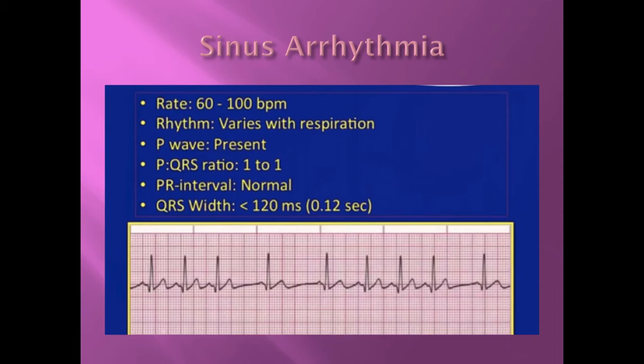So P waves still must be present. The 1-to-1 P to QRS ratio. Normal PR, normal QRS. And if I haven't mentioned it, sinus means that the pacemaker of the heart is the SA node, right? This is very important because if the SA node isn't working, we may have ectopic pacemakers, which change the rate of the heartbeat, and it's just not good for the heart.